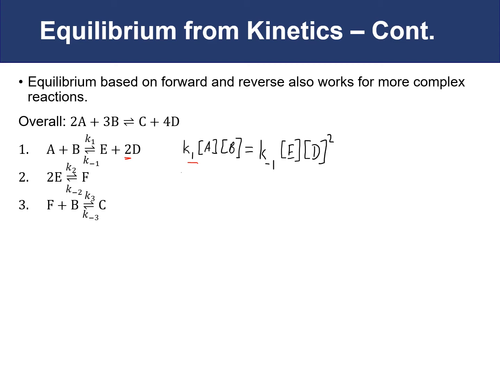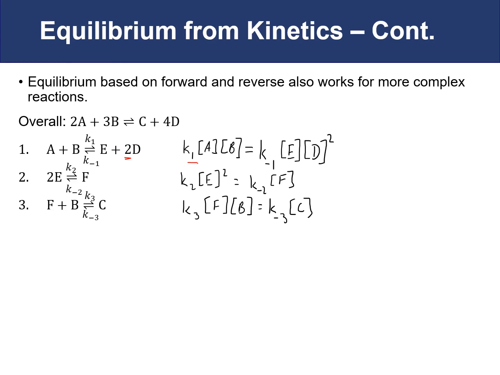Our step 2 would be K2 times E squared is equal to K minus 2 times F raised to the first power. The last one is K3 times F times B is equal to K minus 3 times C.